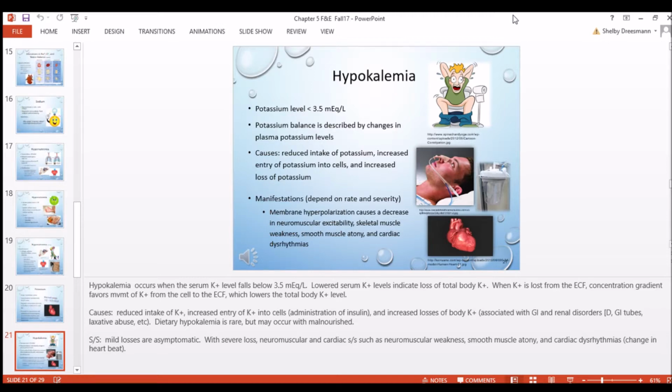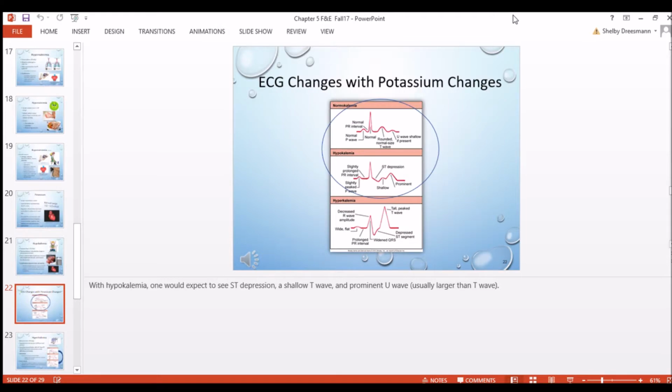Also, with this, you would have a shallow T wave and prominent U wave and depression in the ST. So think of STD, ST depression, and shallow T wave and prominent U wave.